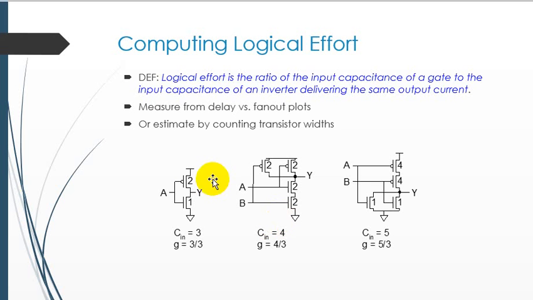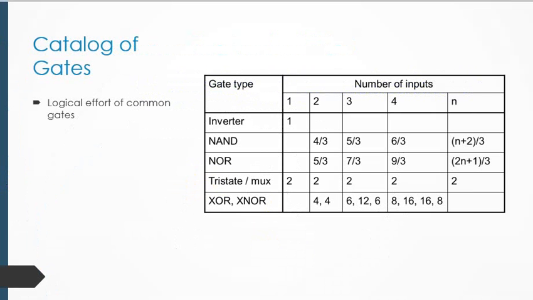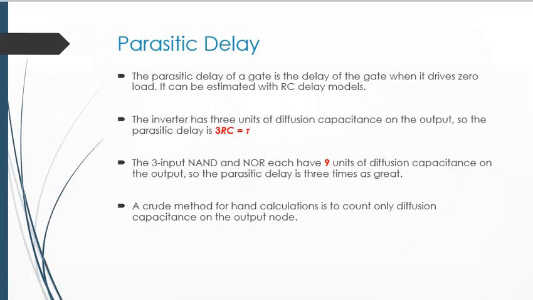So this is the logical effort estimation. The catalog of the logical effort of common gates is given in this table: inverter, NAND, NOR, tri-state, XOR and XNOR. Here you can find the value of the logical effort with the help of the number of inputs. So what is the parasitic delay?